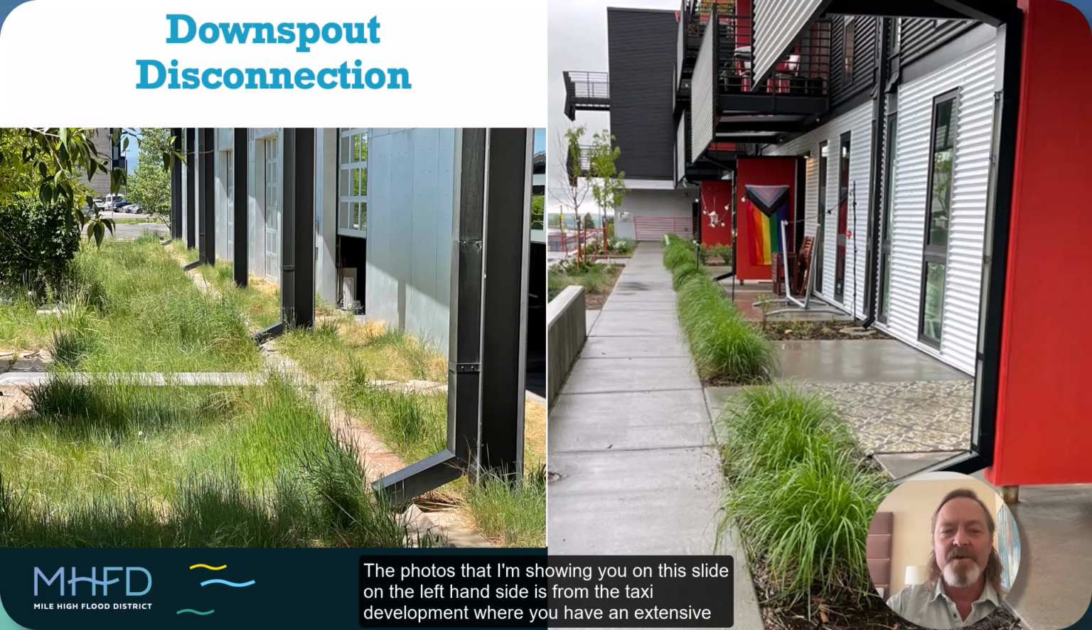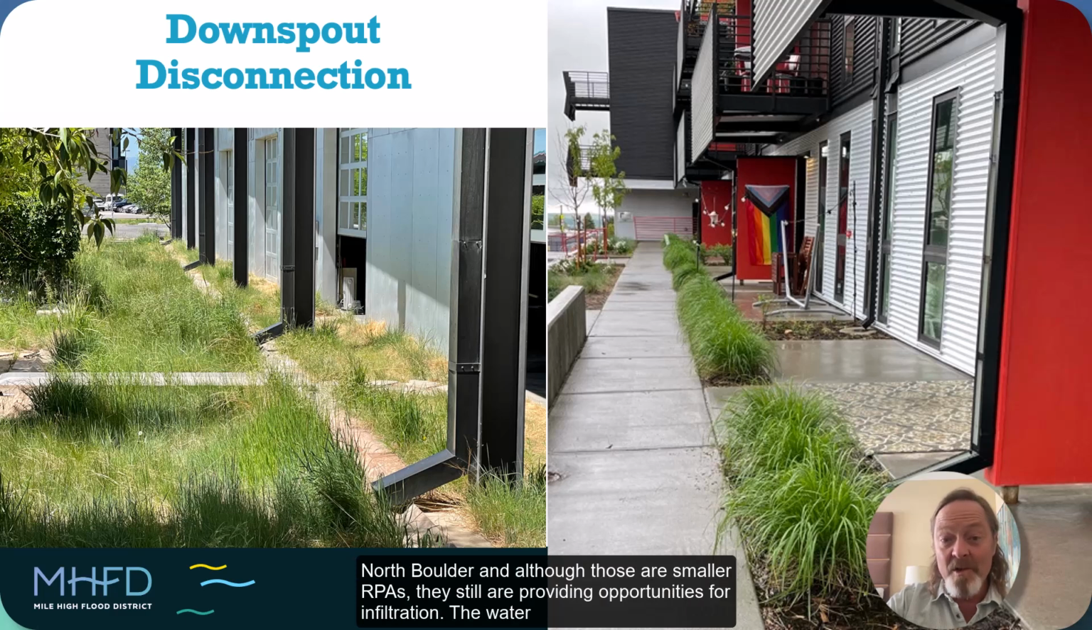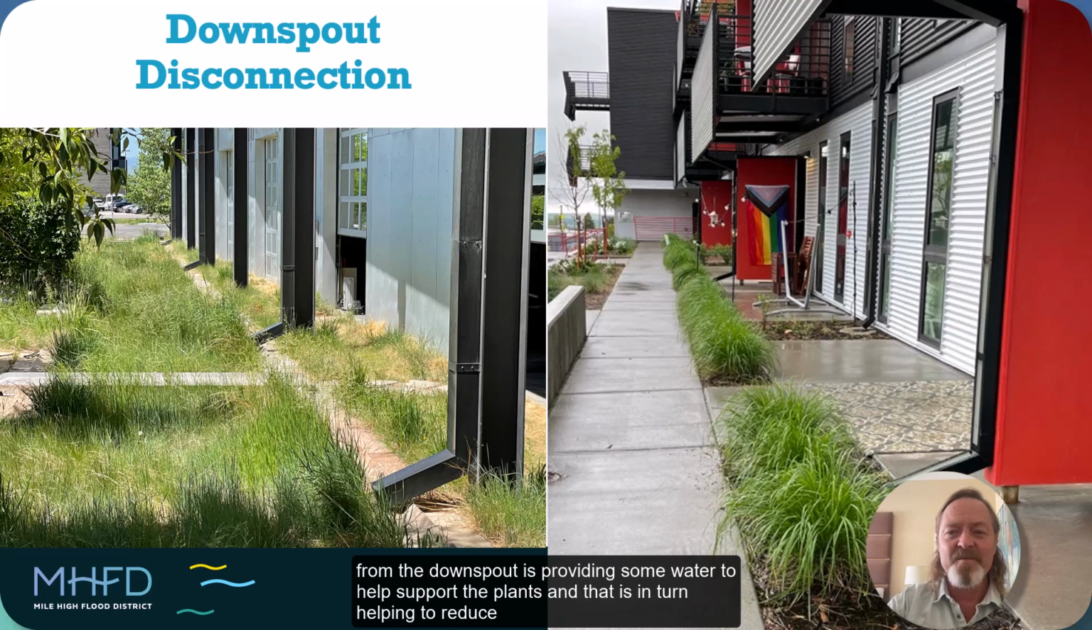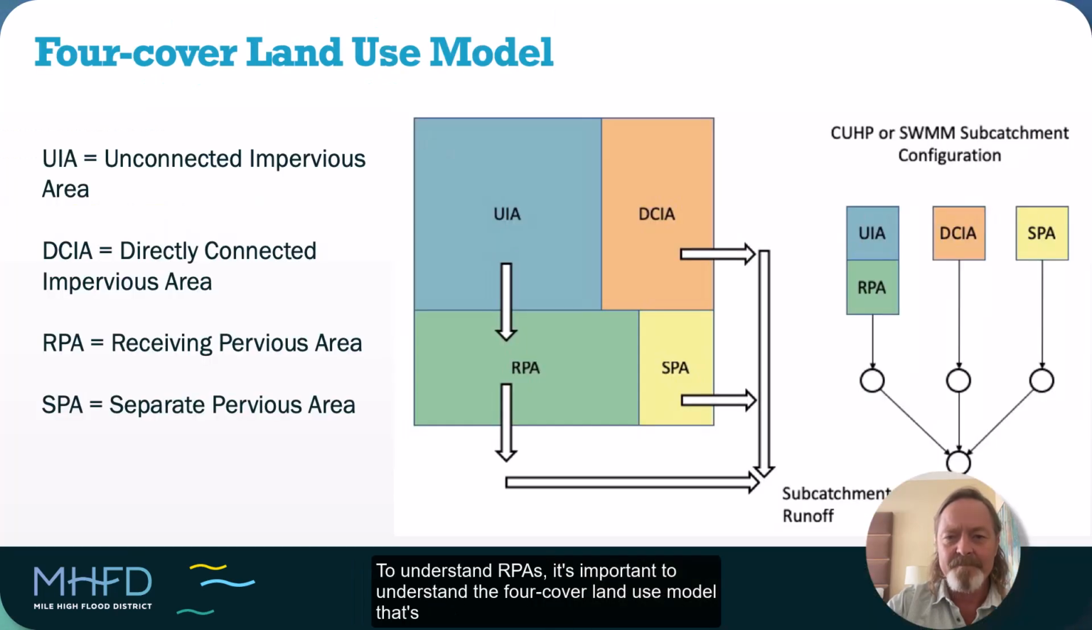The photo on the left-hand side of this slide is from the Taxi development, where you have an extensive RPA connecting multiple downspouts, providing runoff reduction. The photo on the right is actually from North Boulder, and although those are smaller RPAs, they still are providing opportunities for infiltration. The water from the downspout is providing some water to help support the plants, and that is in turn helping to reduce runoff and reduce the amount of irrigation that's required. So these are both really good examples of applications of RPAs.